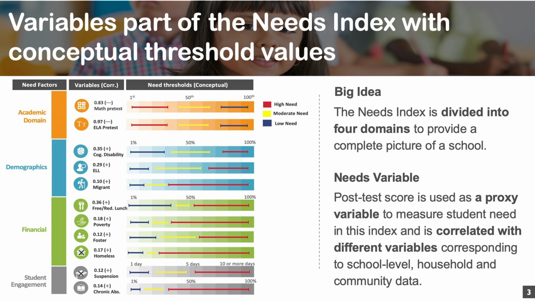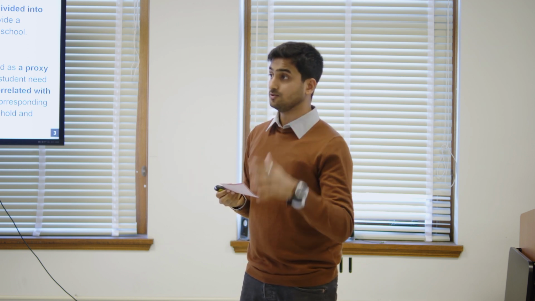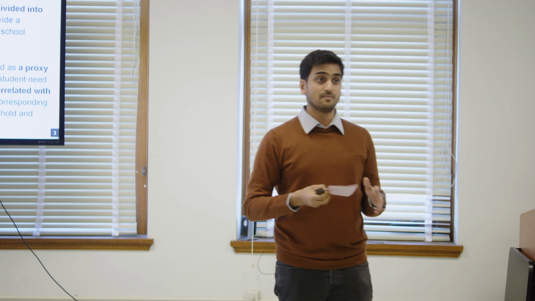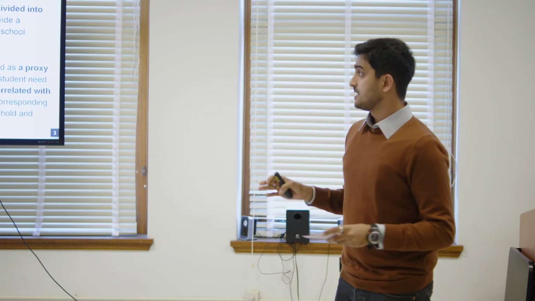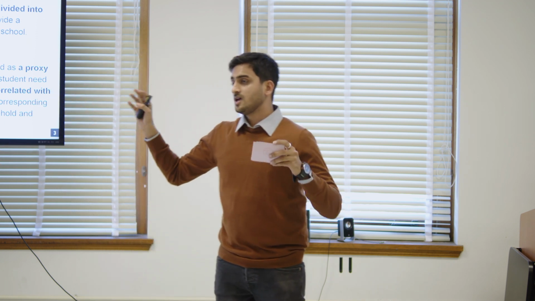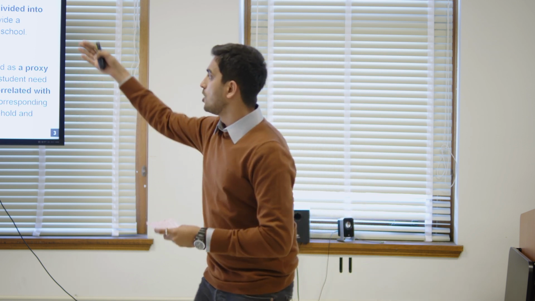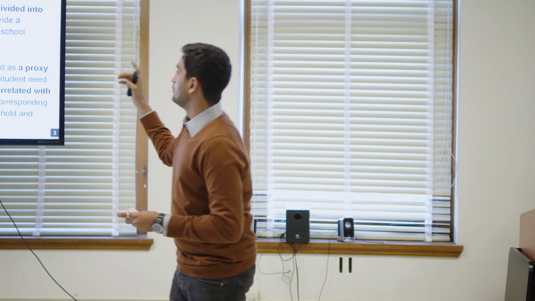The needs index has been put together from a school level data set which takes into consideration 50 school districts within California, 1.8 million students from 27,000 schools. A variety of variables that have high correlation coefficients with a particular needs variable were used, and the needs variable here is the post-test. If you ask how I know what high needs students are, what is the variable that measures it? As a proxy, we're using post-test score to measure needs, and all these variables have been correlated with that one variable.